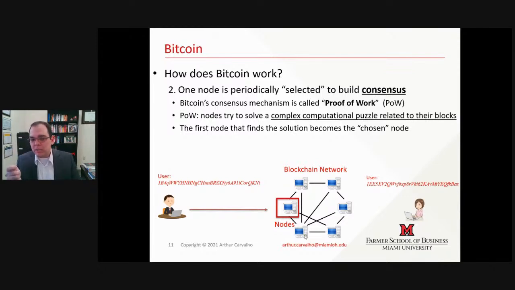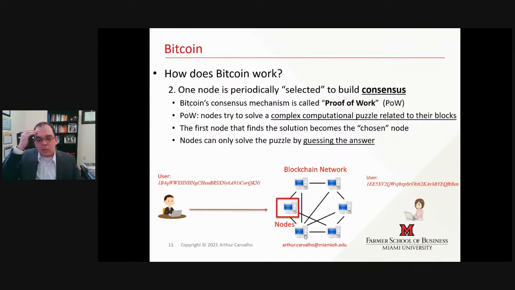Now, how do you solve this puzzle? You guess the answer. Try to guess it. It's like, I'm going to ask you, what's in my mind? You have no idea. You have to keep guessing what's in my mind. So nodes can only solve their puzzle by guessing the answer. Now, let's put this all together. We have all these computers with competing blocks of transactions to be processed. Now, let's pick one. Which one? Well, let's have a competition. Whoever solves the problem first will have its block processed.